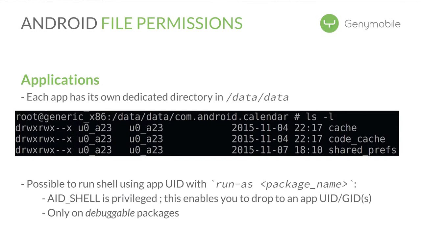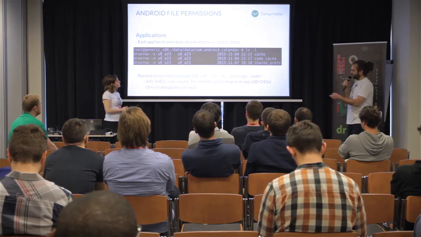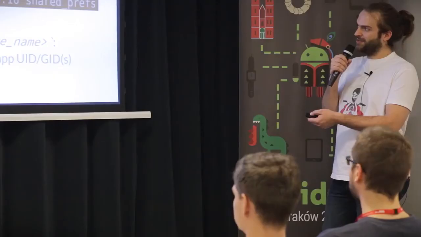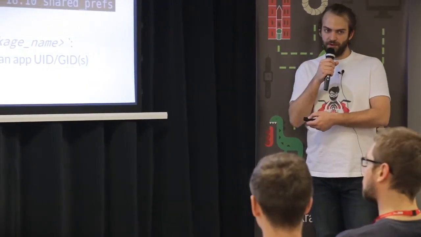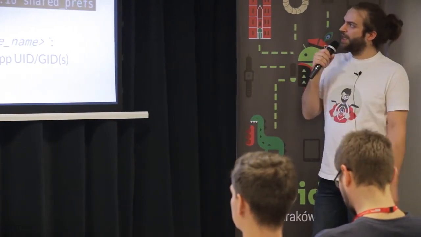The file permissions are applied the same way, so these are the files specific to the calendar application. You can see the user information there, and the group information, which is the same by default because the default GID is the UID.